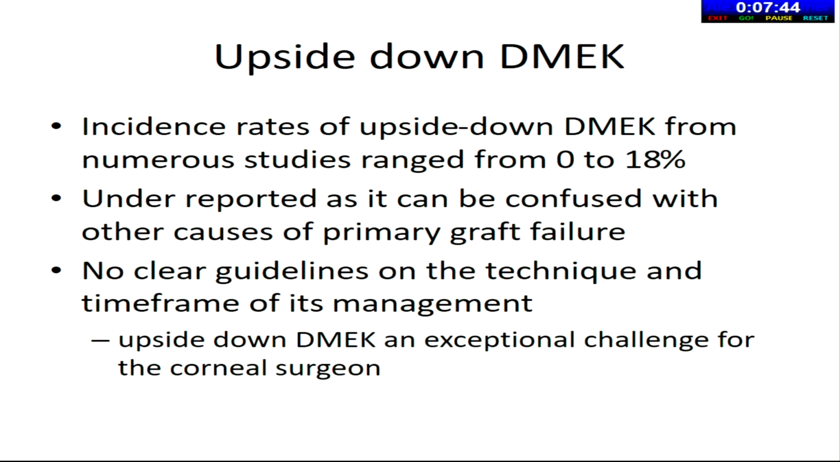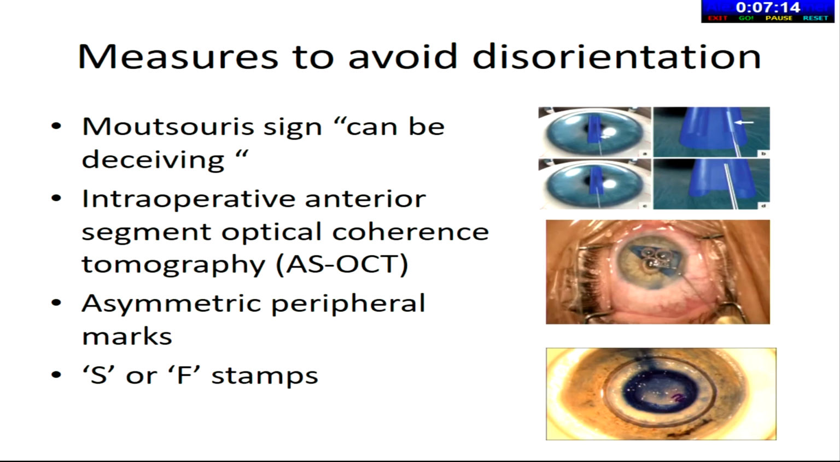The incidence rates of upside-down DMEK range from 0 to 18%, and for sure it is underreported because it can be confused with other causes of primary graft failure, and also surgeons may not wish to report having caused upside-down DMEK grafts. And currently there are no clear guidelines on the technique and time frame of its management. It does provide an exceptional challenge for the corneal surgeon once it has happened.